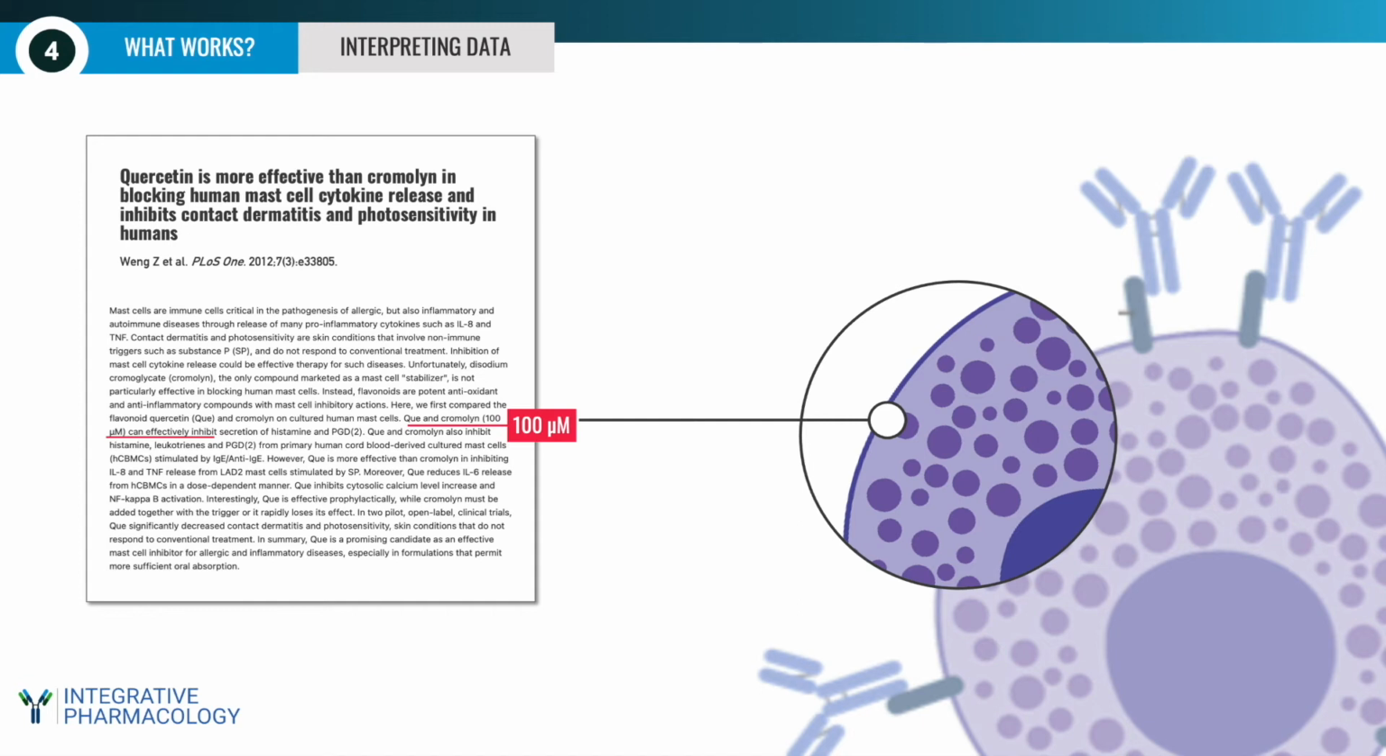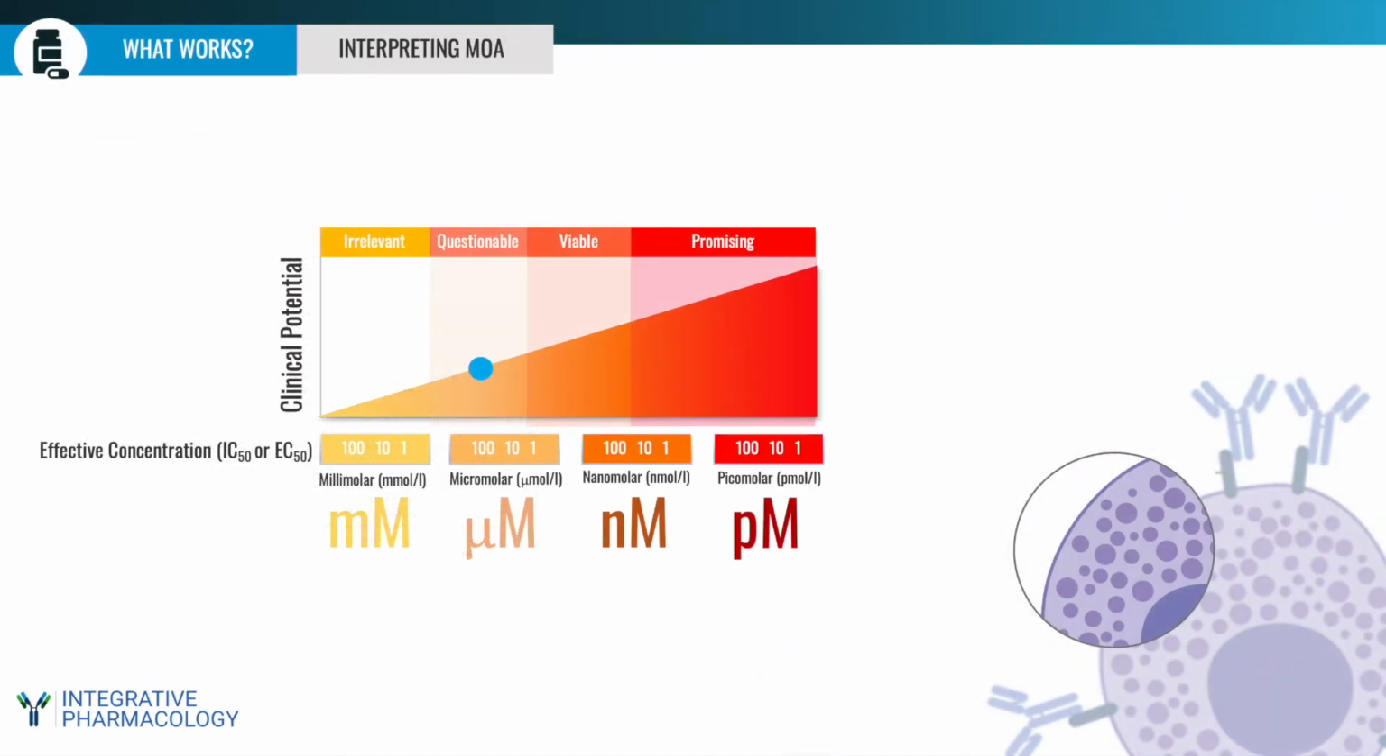This was a study that looked at quercetin, found that it was more effective than cromolyn, which is a pharmaceutical mast cell stabilizer, in blocking human mast cell cytokine release. But the concentration that they used was 100 micromolar. First off, you want to look for that micromolar or nanomolar concentration as soon as you look at the abstract. It's the first thing you need to look at. So anything in the micromolar range is okay. Anything in the nanomolar range is better.